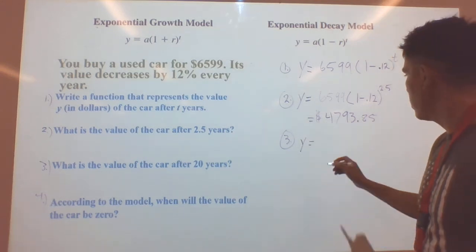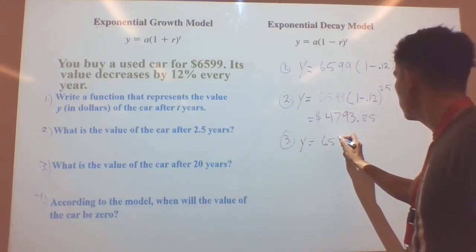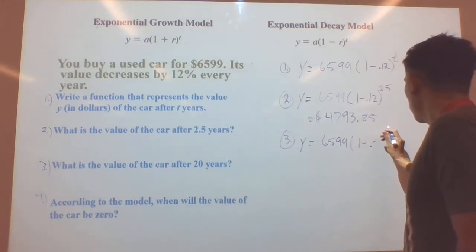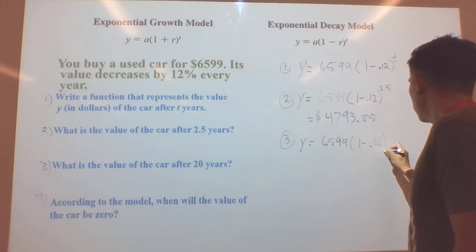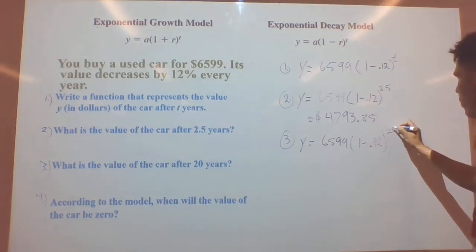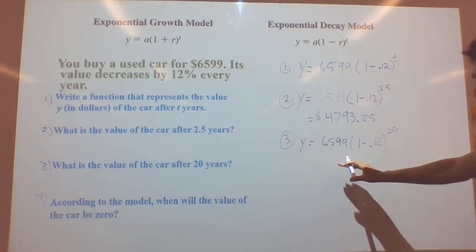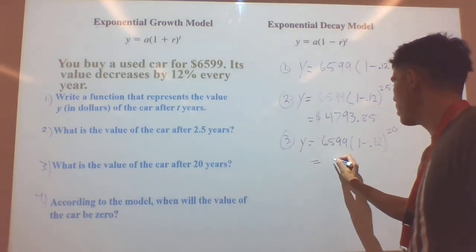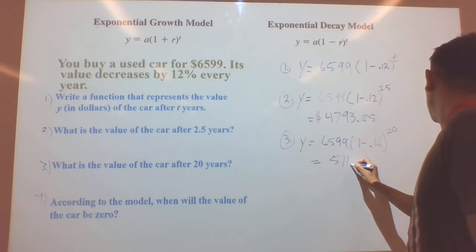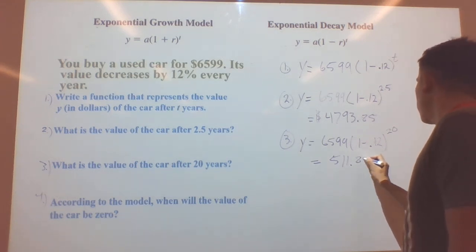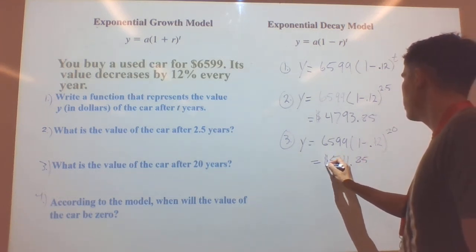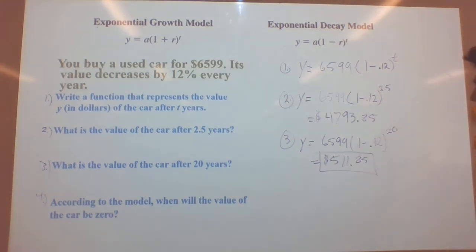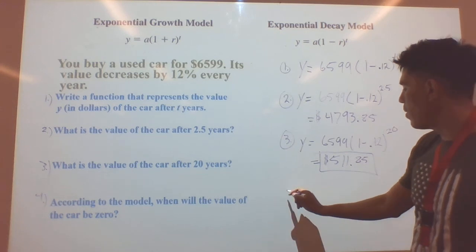Let's see how much this bad boy is worth after 20 years. So again, 20. Put this in your calculator. PEMDAS, order of operations. This car is now worth a whopping $511.85. So that's not a very good investment after 20 years. And then number 4.